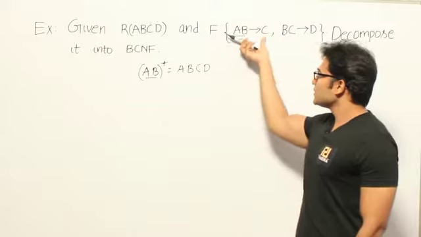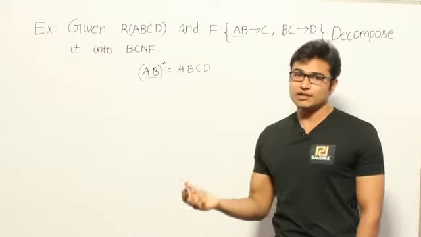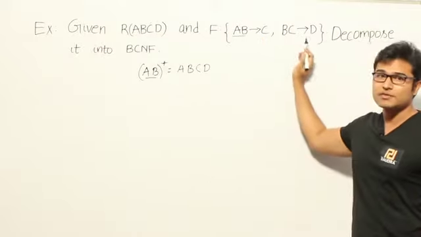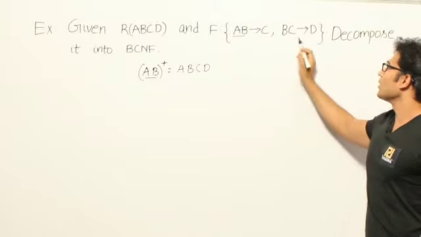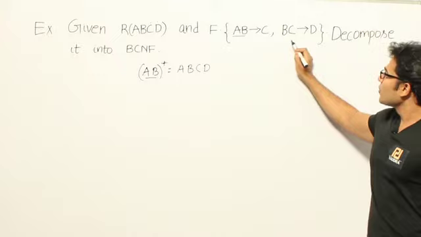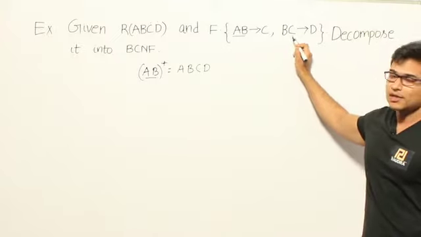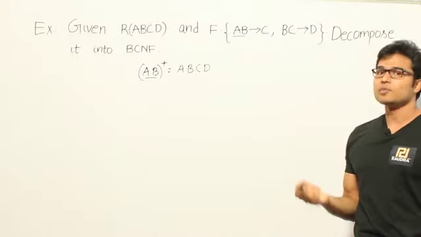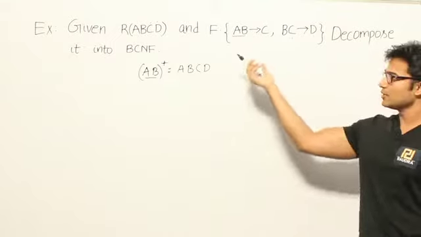According to this functional dependency, this table is in BCNF, but then there are other functional dependencies as well. You need to check everything, right? Okay, now if you see this, BC is not the super key, therefore because of this functional dependency, ABCD cannot be in BCNF.